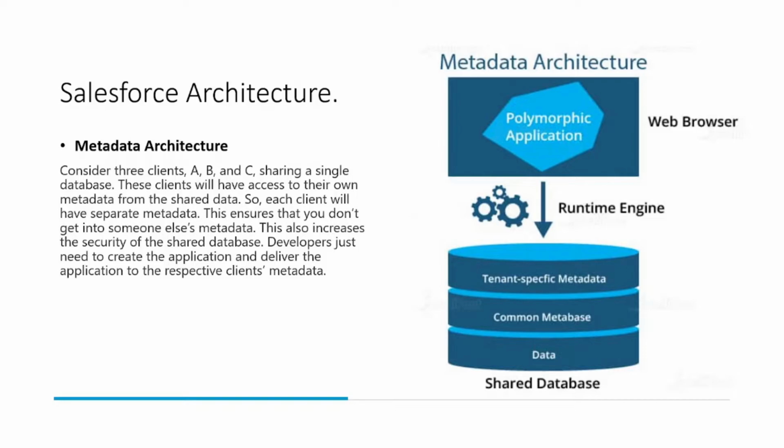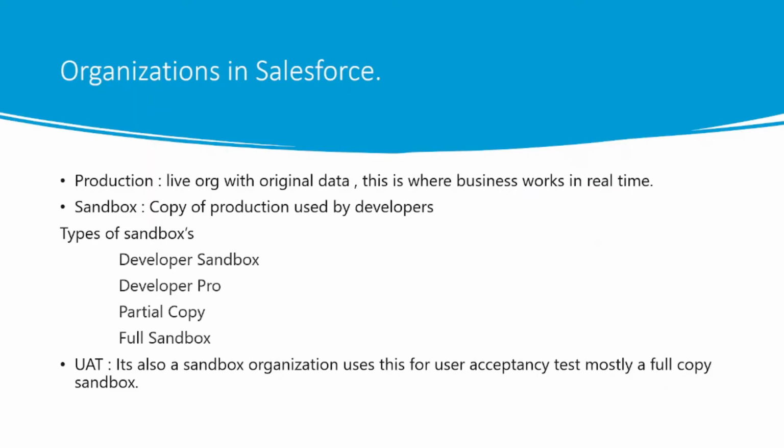This also increases the security of the shared database. A developer just needs to create the application and deliver it to the respective clients and metadata. If you look at the architecture here, you can see metadata architecture, then the polymorphic application, which is basically a web browser, then the runtime engine, then tenant-specific metadata, then common metadata base, then data, then we have our shared database. That's how it flows, top to bottom.